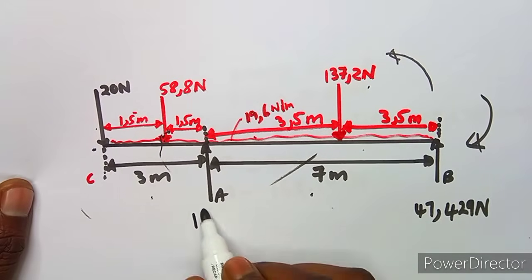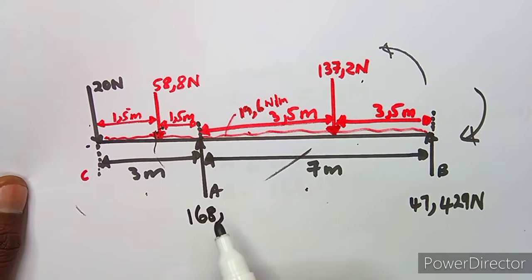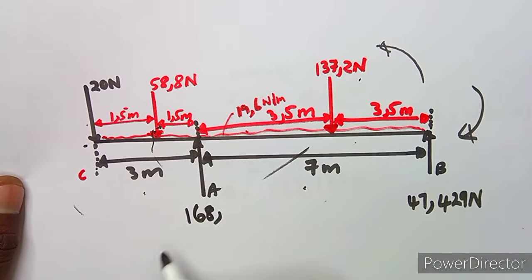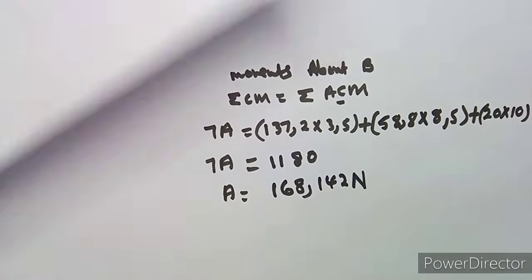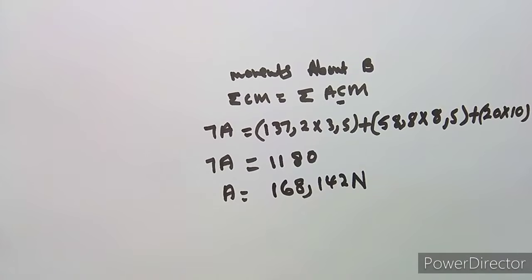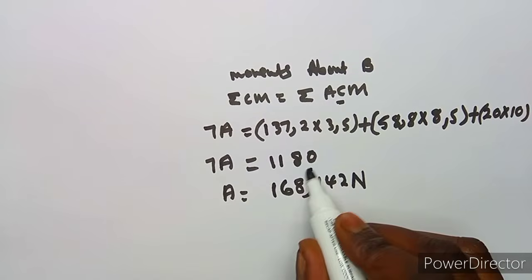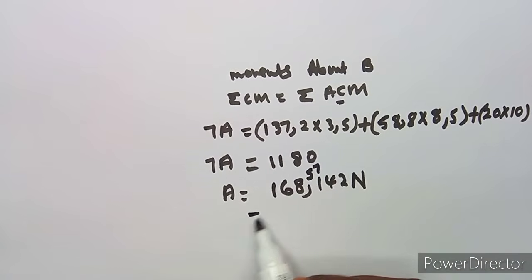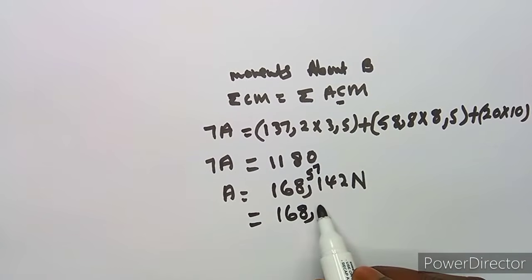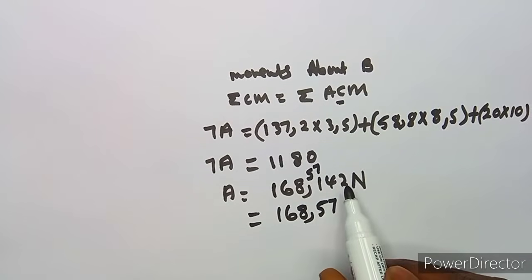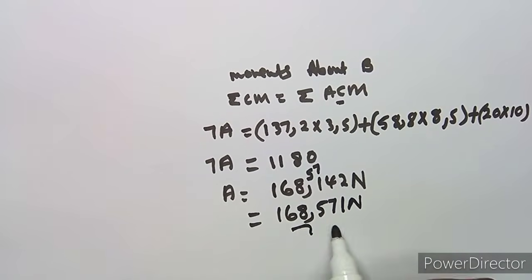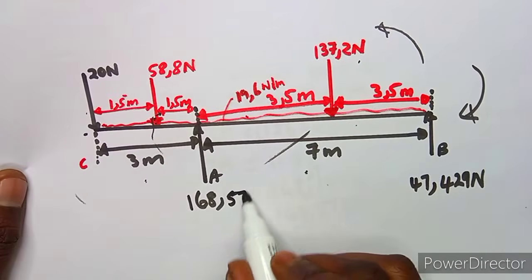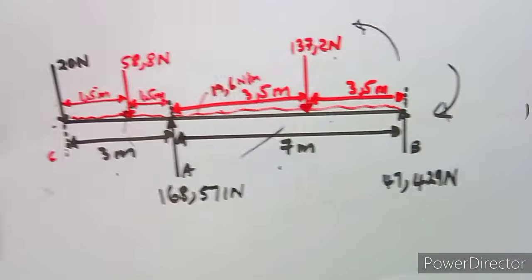So that's our a, which is 168,57142, which is going to give us 168,571. Yes, in newton, like that. Okay, so this is 168,571. Take note, guys, for that.